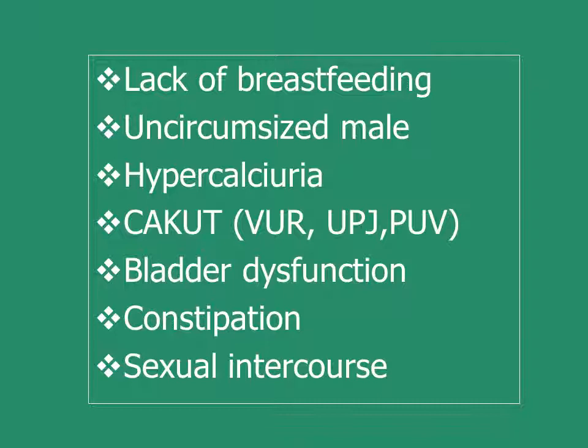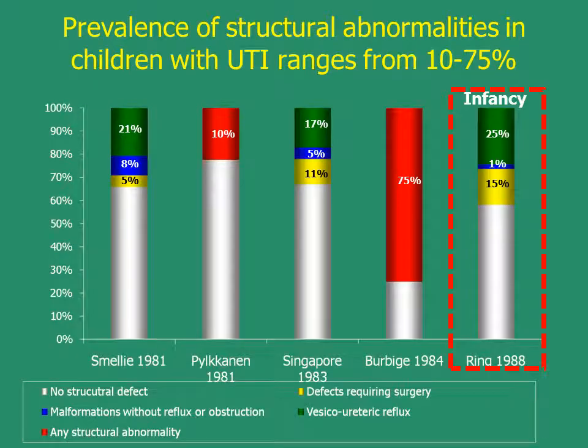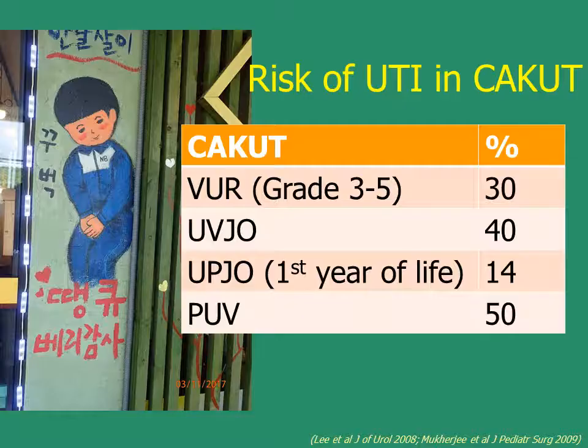Lack of breastfeeding, uncircumcised male, hypercalciuria, congenital anomalies of the kidney and the urinary tract such as VUR, UPJ, PUV, bladder dysfunction, constipation, sexual intercourse. An important predisposing factor in childhood UTI is CAKUT. Prevalence of structural abnormalities in children with UTI ranges from 10 to 75%. Risk of UTI in children with specific structural abnormalities, as shown in this slide, ranges from 15 to 50%.